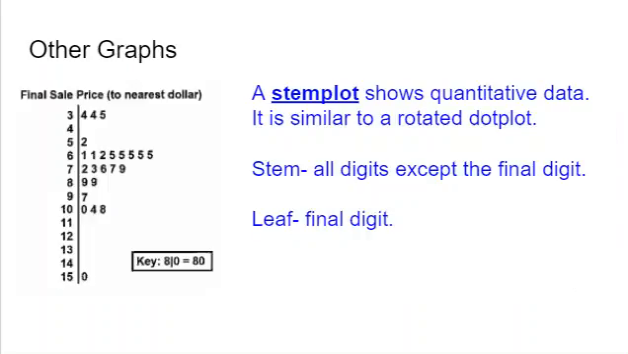Okay, other graphs. A stem plot shows quantitative data, and it's similar to a rotated dot plot. So if you think of the leaves here, the 4, 4, 5 as dots, it could be like a dot plot. The stem is all of the digits except for the final digit. So to put the number 150 here, the stem was 15, and then the leaf is the final digit 0. If you look at the first row here, this represents 3 different numbers: 34, 34, and 35. And here's your key.